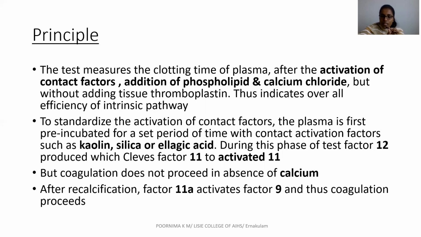So during this phase of test, factor 12 is produced which cleaves factor 11 to activated 11. So coagulation does not proceed in absence of calcium. So after recalcification, factor 11A activates factor 9 and thus coagulation proceeds. So let's discuss the principle briefly. That is, here we are performing the test in vitro, right? So for doing the test, we are using three main reagents. That is, we have already discussed, contact factors, phospholipid and calcium chloride. So let me talk about functions of each of these reagents.